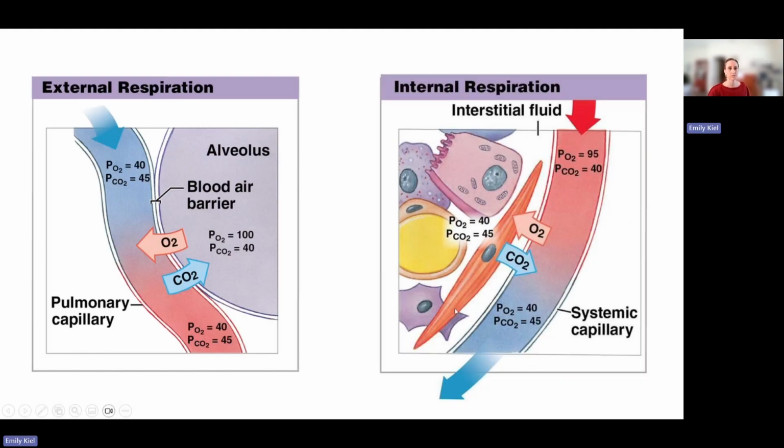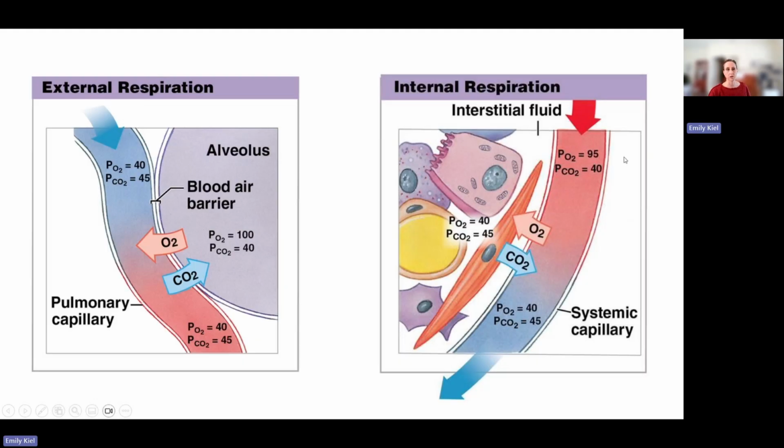So here we are in the lungs for external respiration. Our blood is coming in. It has a pretty low oxygen level, a high carbon dioxide level. It's going to come in contact with this blood-air barrier. The oxygen is higher in the alveolus, so it's going to move into the capillary. The carbon dioxide is higher in the capillary. It's going to move into the alveolus to be exhaled. And now we've got oxygenated blood going to the tissues. And there we're going to go into internal respiration.